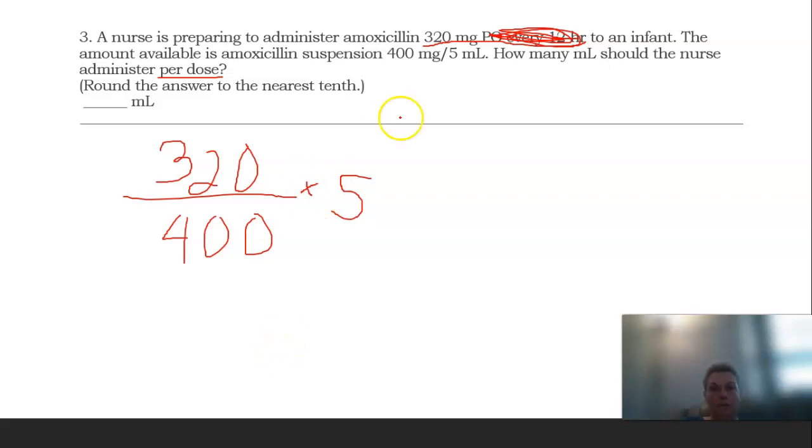So, thought process, right? 320 divided by 400 times 5 would get you 4 mils. I ask myself, does that make sense? And that's when I come back and double check it, right?